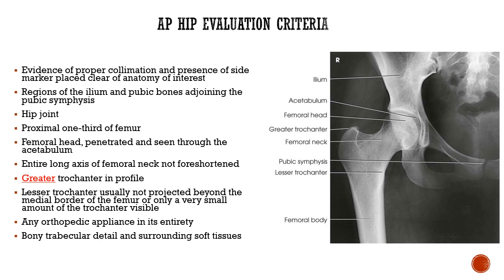On this AP projection of the hip, we're going to be looking at the lower 1/3 of the femur. We're looking at the femoral head penetrated and seen through the acetabulum, leaving the entire long axis of the femoral neck not foreshortened. We can see the greater trochanter in profile. The lesser trochanter is not usually projected beyond the medial border. Any orthopedic device should be seen in its entirety.